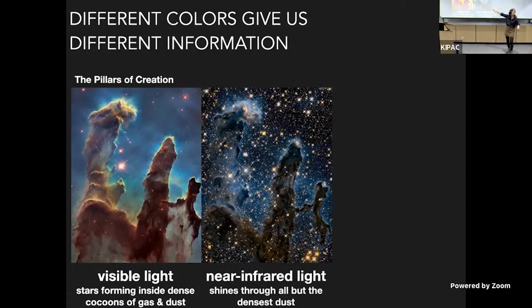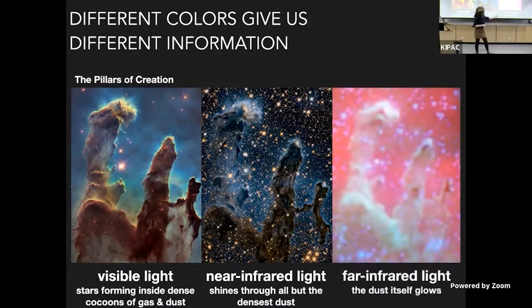And if we look at red wavelengths, near-infrared light, this is the picture we see of the same exact region. You can see it looks very, very different. All of a sudden, all of these stars pop out. That's because this dust that was blocking the light from these stars in the optical part of the spectrum, you can see right through it once you go to the infrared. Basically here you're seeing the light that's shining through everything but the very densest dust.